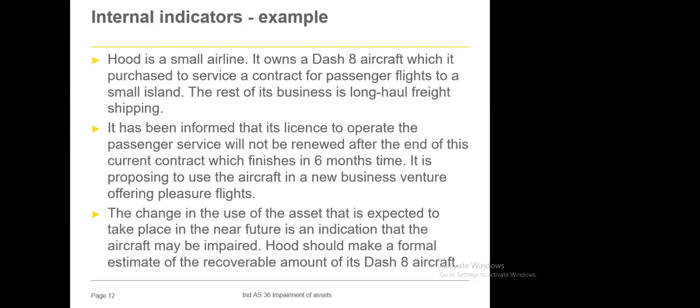And how will we impair? We will first calculate the cash flow that we are going to earn in the next 6 months, and we will reduce that from the carrying amount, and then we will see what our impairment loss is going to be. So it says the change in the use of the asset that is expected to take place in the near future is an indication that the aircraft may be impaired. Hood should make a formal estimate of the recoverable amount of its aircraft. So we need to assess the recoverable amount so that we can estimate the impairment loss.